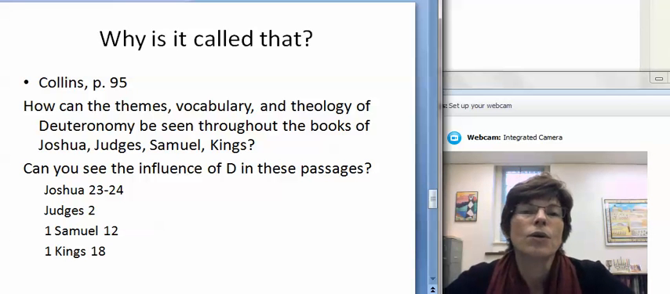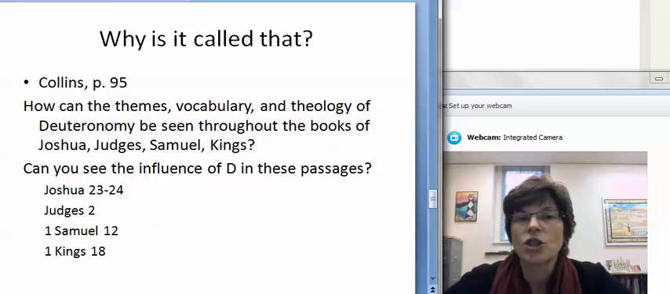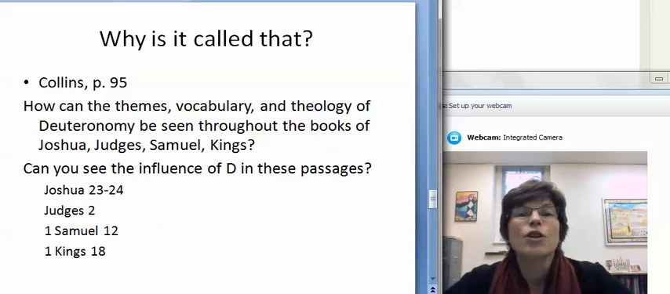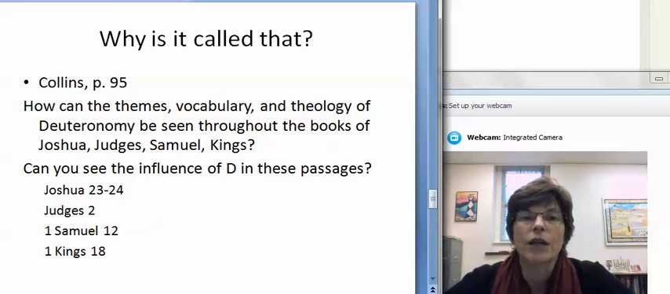Review, for example, Collins, page 95. He's trying to suggest that these books, Joshua, Judges, Samuel, and Kings, went through the same double redaction as the book of Deuteronomy. In fact, that they were edited in light of the ideas and themes of the book of Deuteronomy. That became the school or the perspective from which all of the materials in Joshua through Kings were put together. And before you move forward in the video, see if you can see that for yourself.